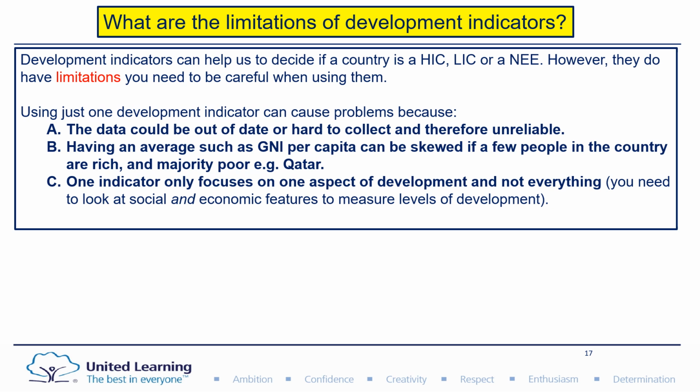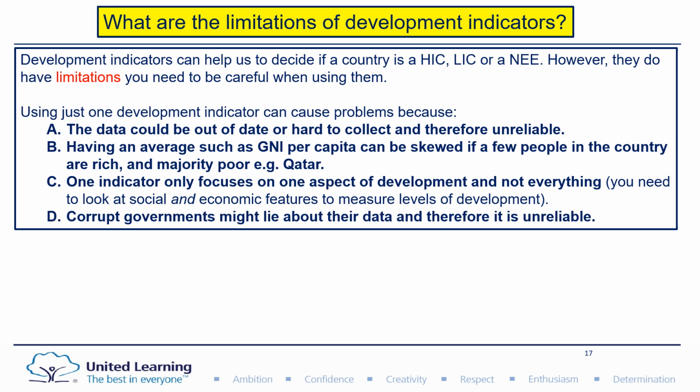So by looking at literacy rate, yeah, it tells me about the schools, but it gives me no indication about the healthcare or the wages of people in the country. And corrupt governments might lie about their data, and therefore it's unreliable. So just pause it there and make sure you've got a couple of them written down for me.